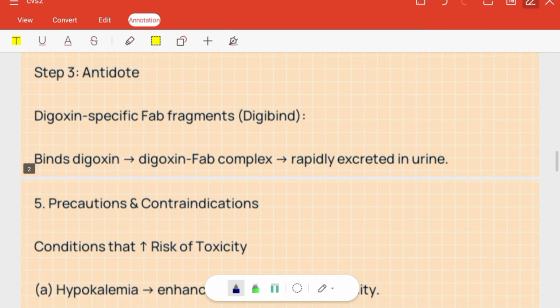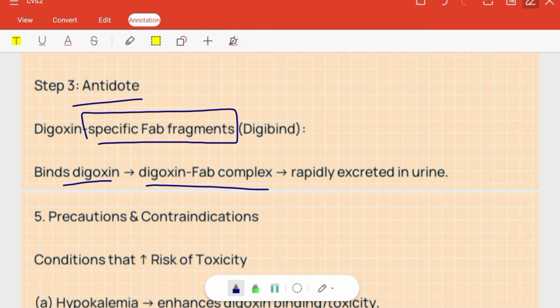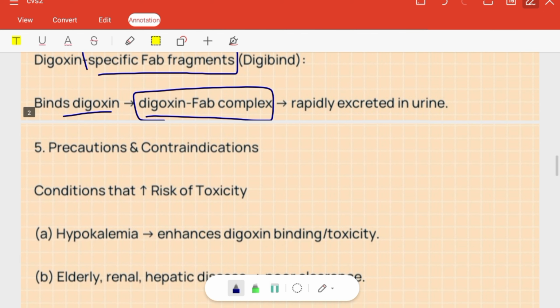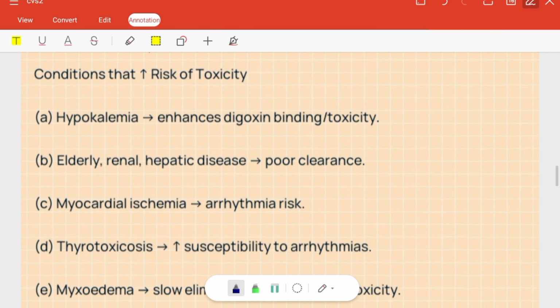Okay, next is the antidote. For digoxin toxicity, we have an antidote called the specific Fab fragments. These Fab fragments bind to the digoxin and form a digoxin Fab complex, and that leads to the rapid excretion of digoxin in the urine. So this can be used in digoxin toxicity. Next is the contraindications.